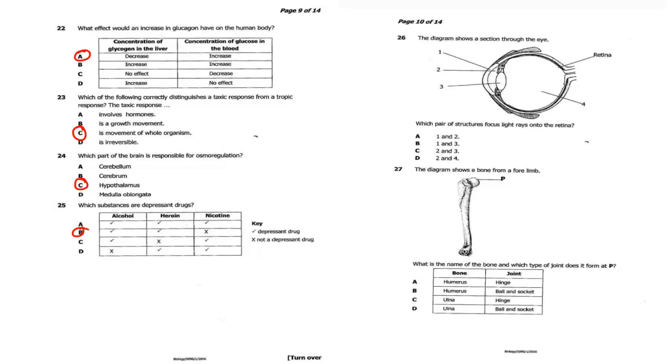Where are we? We continue. Question 26. Which pair of structures focus light on the retina? The lens refracts the light so that it can come there. So the main function of a lens is refraction. One of the parts is 4. So those that have 4. Okay, so the answer is 2 and D.